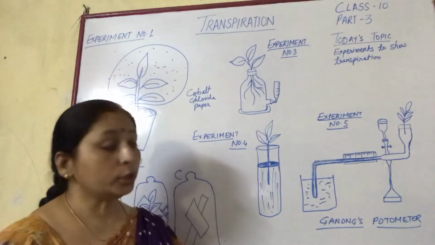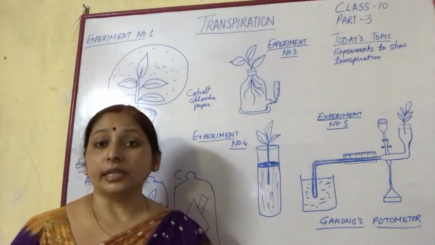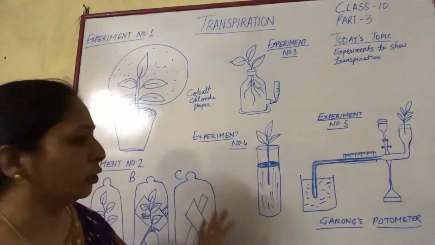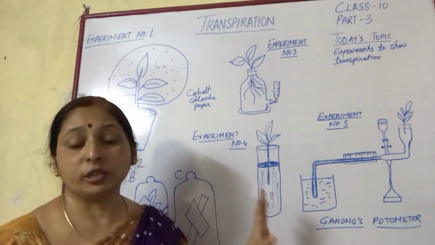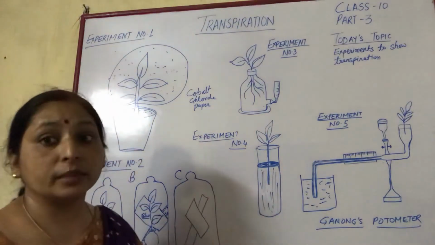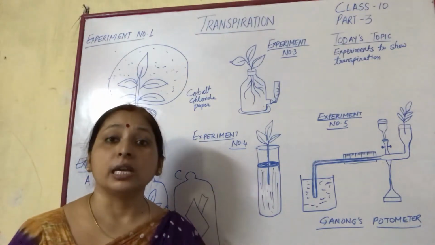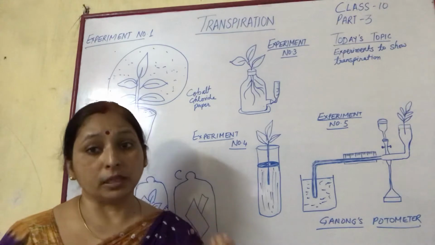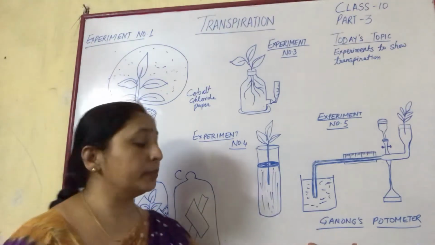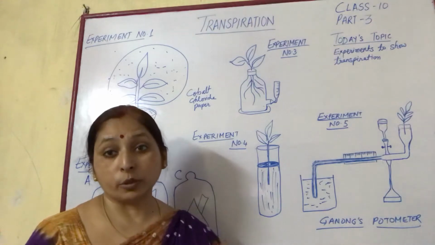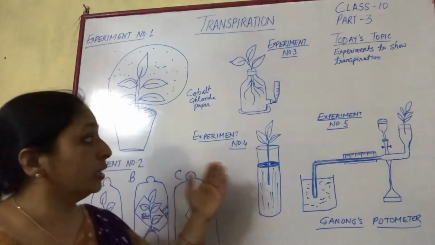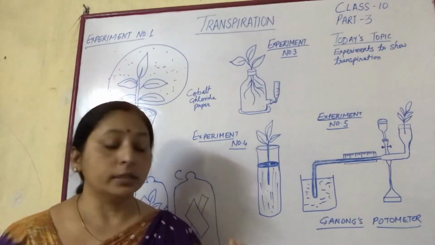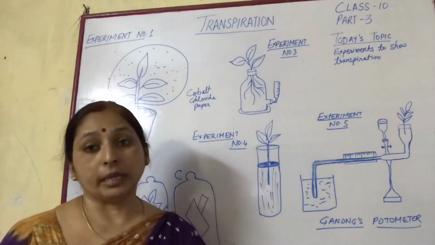Then today we'll discuss the various experiments. As you can see, I have drawn many diagrams on the board, and they may not be perfect as drawing on a whiteboard is quite difficult, but these diagrams are to prove that transpiration is the loss of water from the plant surface or leaf surface. Then there is an apparatus, Ganong's potometer, to show the rate of transpiration. Then there are various methods to prove that the loss of water results in a reduction in the weight of the plant or plantlet.